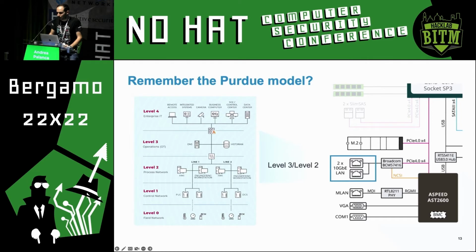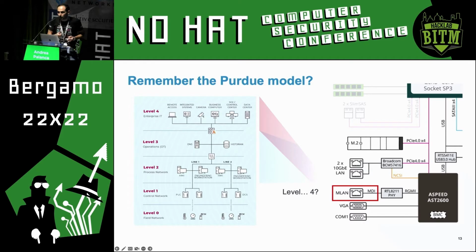But now, what about the management LAN? It is actually customary to find it connected to level 4 because, after all, the BMC is used for monitoring and management purposes, so it is mainly used in IT tasks. Thus, it becomes absolutely important that the BMC is as protected as possible, because if that is not the case, considering all the functionalities that the BMC provides and the possibility to deeply control the host, the BMC could be easily abused to jump from IT to OT networks.